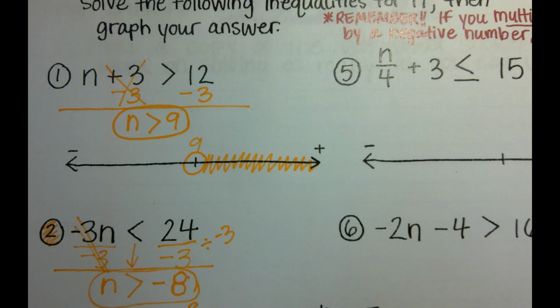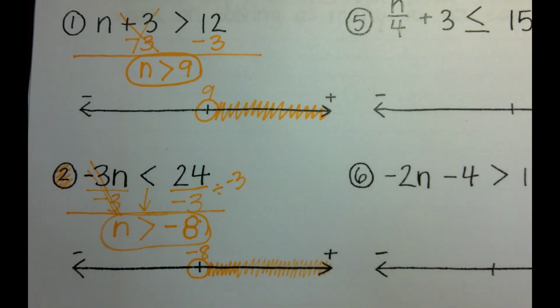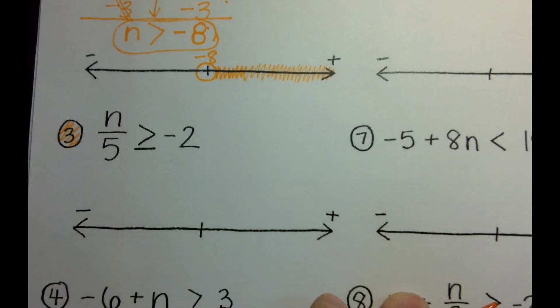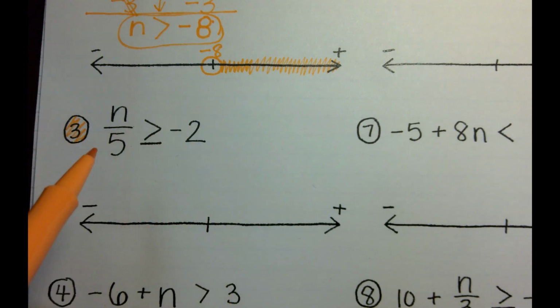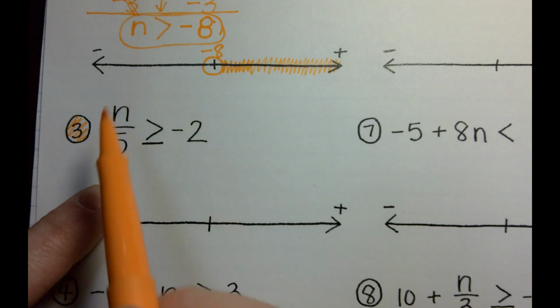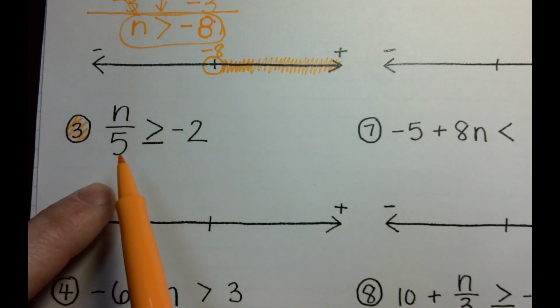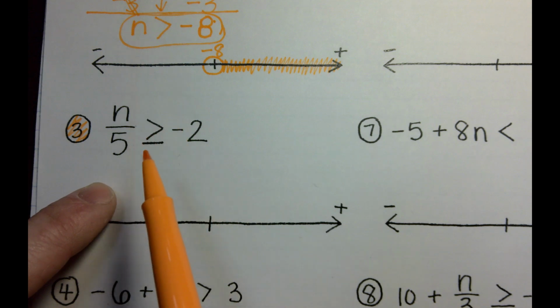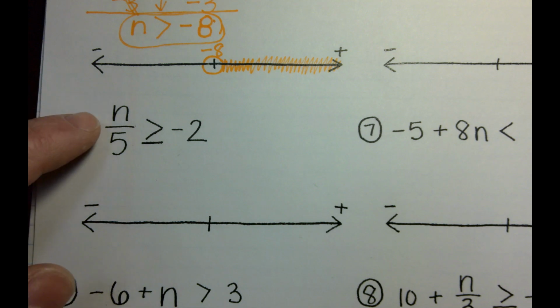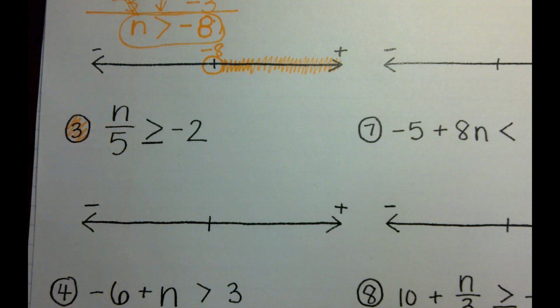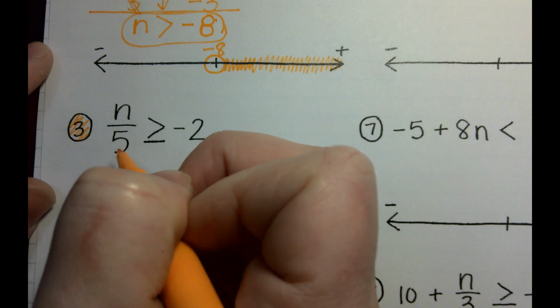Anybody? All right. I'm going to scooch my paper down. And let's look at number 3. This was one that we highlighted as being maybe a little tricky. So, number 3, we have n, some number we don't know, divided by 5 is greater than or equal to -2. When I have a division problem, how do I get rid of the number I'm dividing by? I'm trying to get rid of 5. Multiply. We're going to multiply by 5.